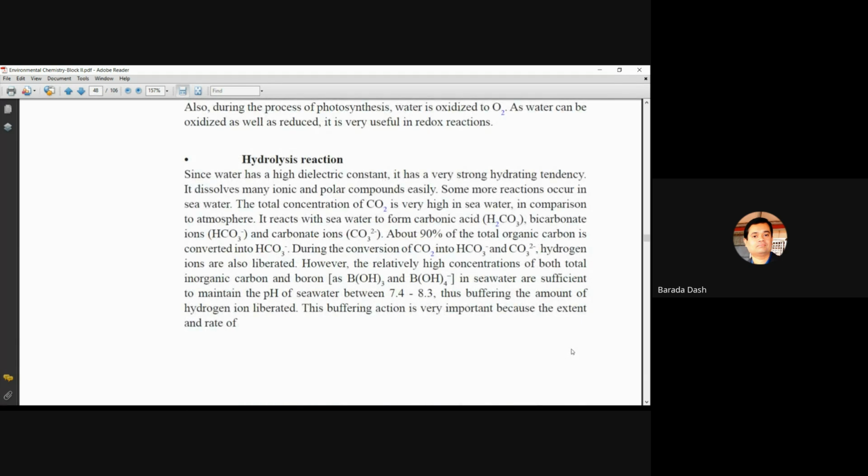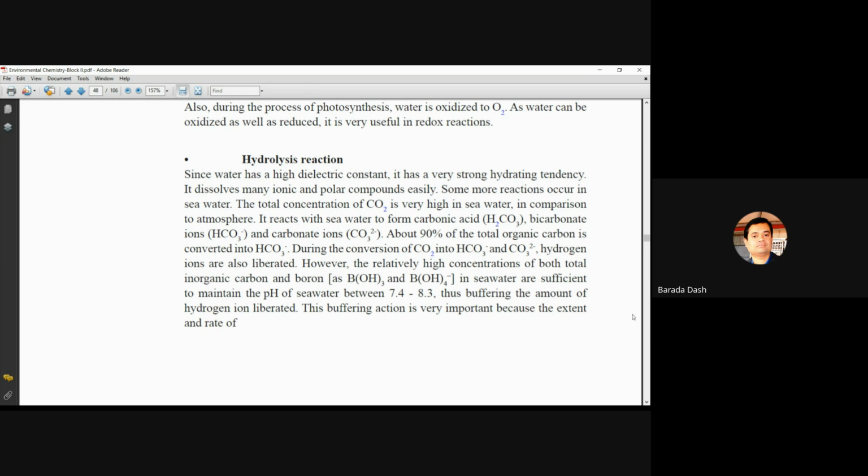Next, hydrolysis reaction. Since water has a high dielectric constant, it has a very strong hydrating tendency. It dissolves many ionic and polar compounds easily. Some more reactions occur in seawater. Total concentration of carbon dioxide is very high in seawater in comparison to the atmosphere. So a lot of carbon dioxide is also dissolved in seawater.